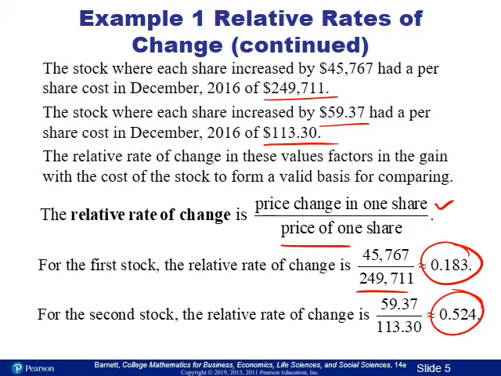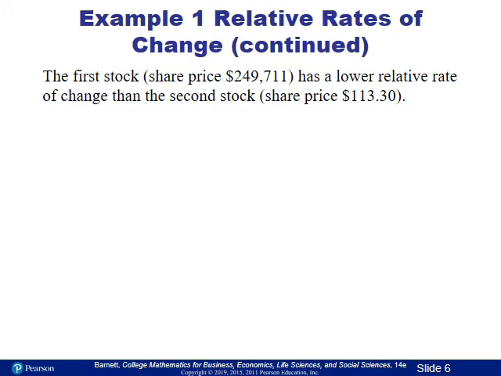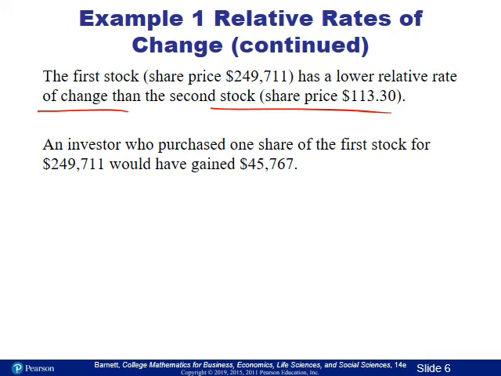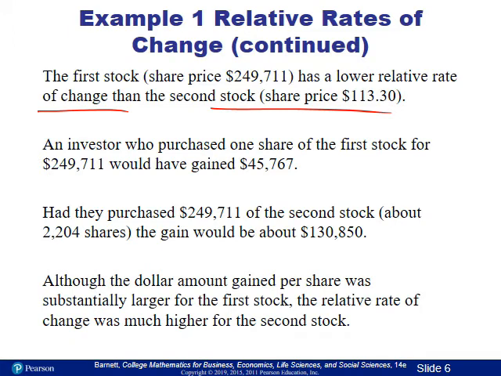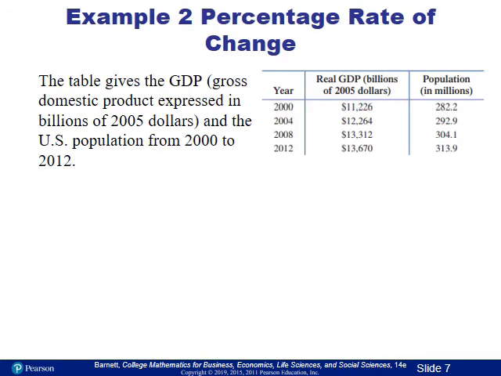0.524. So you can see that apparently the second one was lower, but it is giving us more gain. So the first stock share price is this, has lower relative rate of change than the second share price, which is 113. An investor who purchased one share of the first stock for this would have gained 45 this. Had they purchased this of the second stock about this, the gain would be about 130. Although the dollar amount gained per share was substantially large for the first stock, the relative rate of change was much higher for the second stock.